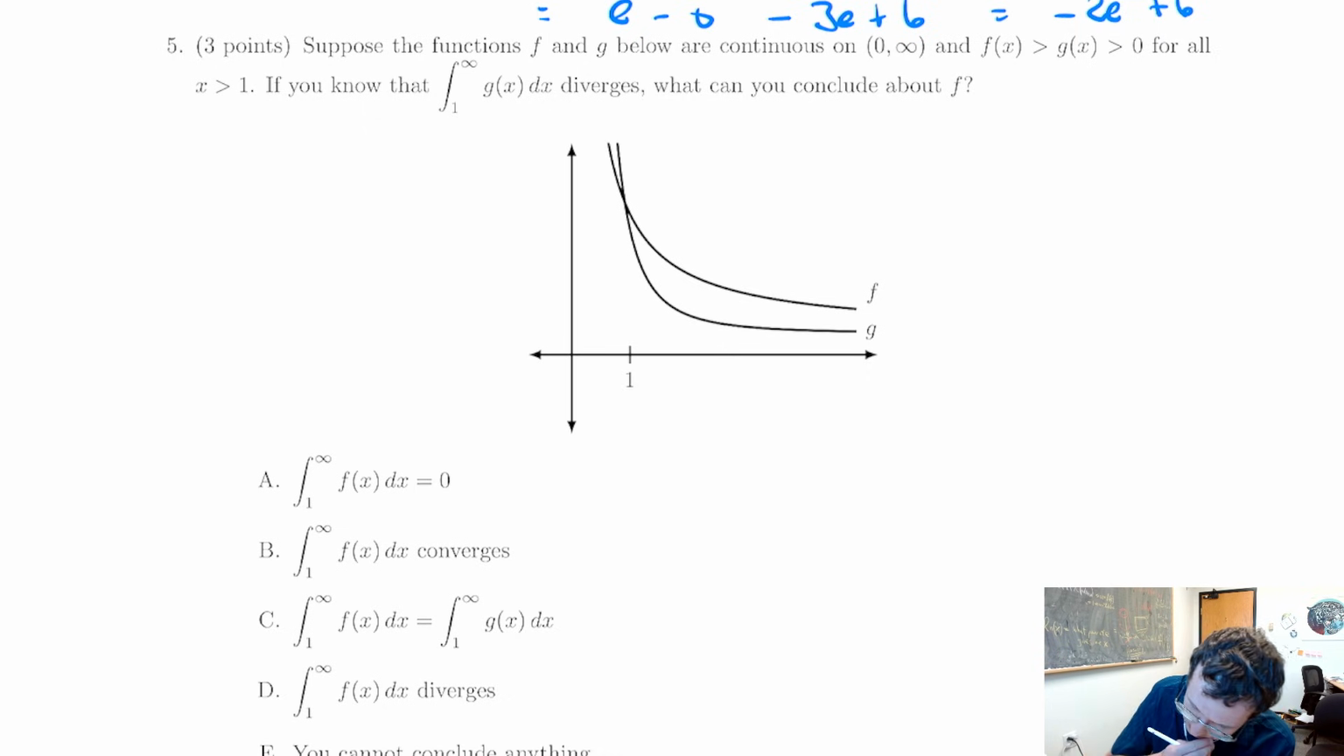Okay, so we've got our two functions. They're continuous. F is greater than g for all x greater than 1. That's what I see in the graph. F of x is greater than g of x once we get past x equals 1.